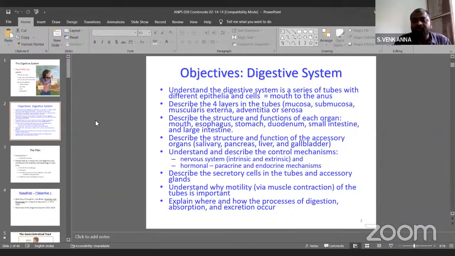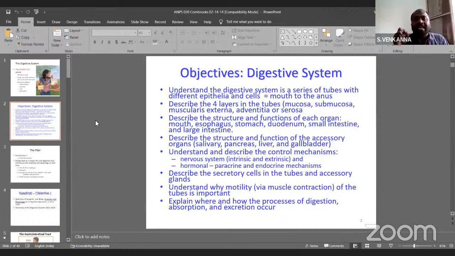The objectives of the digestive system. So how many objectives of the digestive system are there? The first is to understand that the digestive system is a series of tubes with different epithelial cells, from the mouth to the anus. The starting point is the mouth, the ending point is the anus. Different epithelial cells have different functions, including hormones and gland secretion of acids.